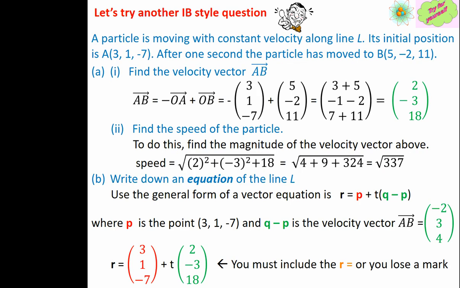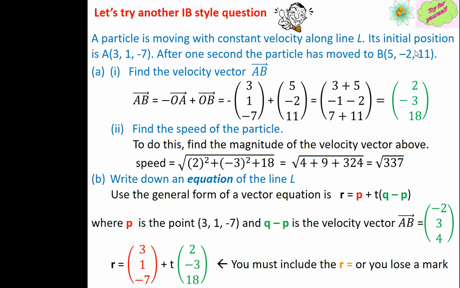Let's try another IB style question. A particle is moving with constant velocity along line L. Its initial position is (3, 1, -7), so it's a 3D kind of coordinate. After 1 second, so after t equals 1, the particle has moved to this position. So find the velocity vector AB.